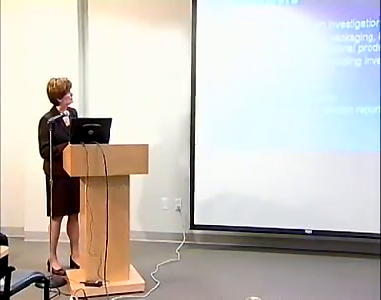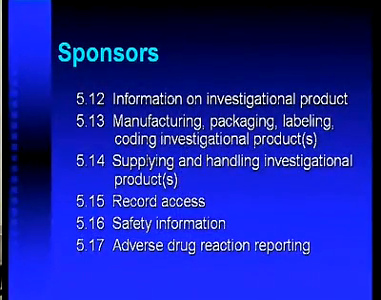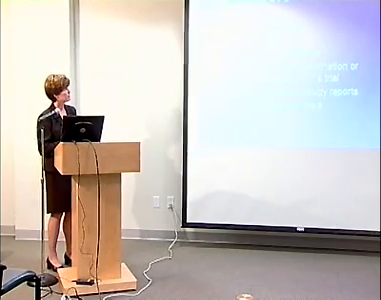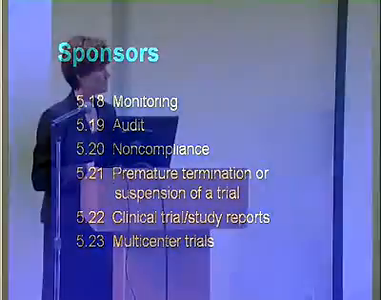GCPs also cover, of course, information about how the investigational product should be distributed, packaged, labeled, and coded, record access, safety information, and reporting of adverse reactions. And then finally, this is quite a long section in the GCP guidelines, but it addresses monitoring, auditing, what happens in the event of noncompliance, what happens in the event of premature termination of a clinical trial, clinical trial and study reports, and multi-center trials.